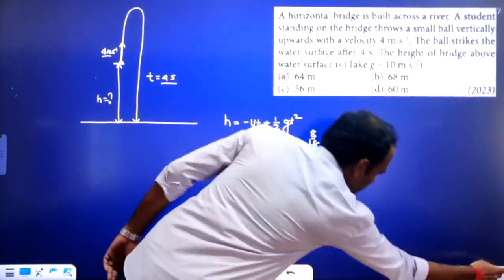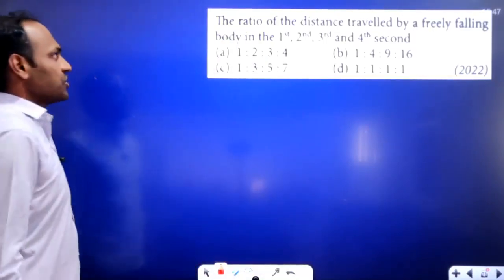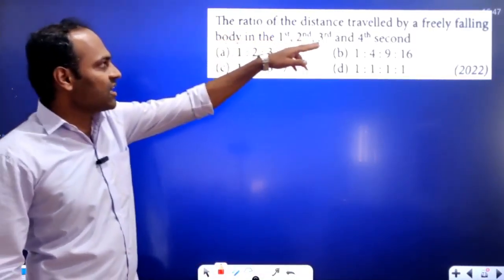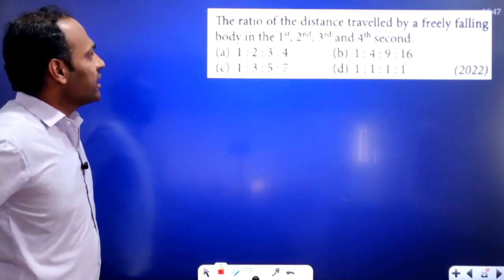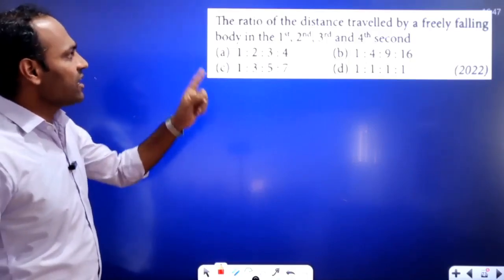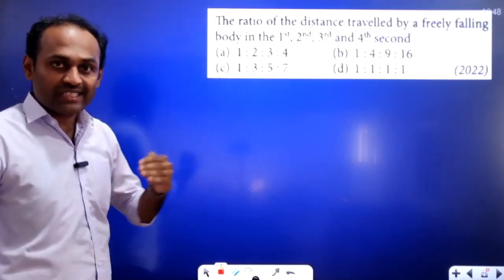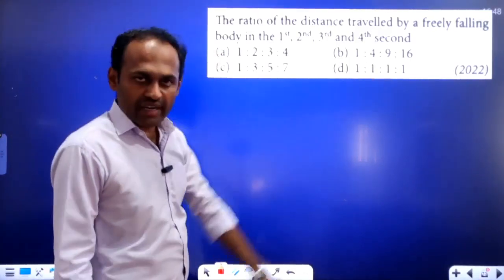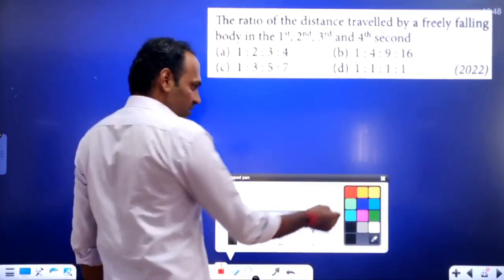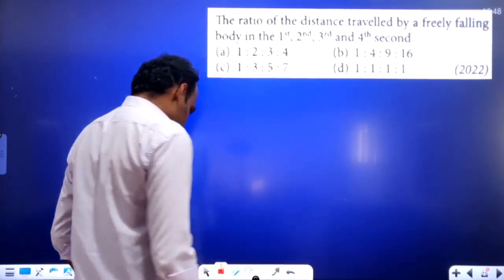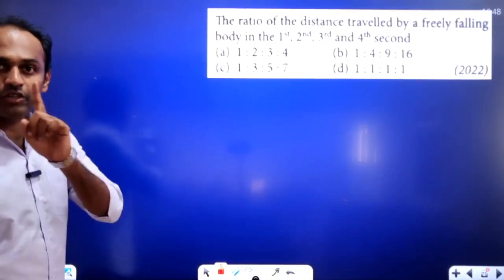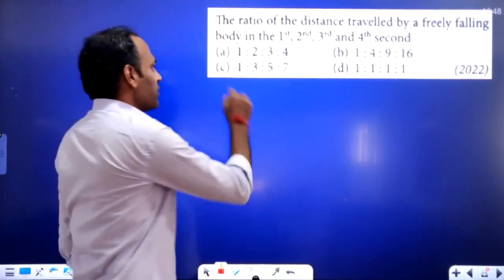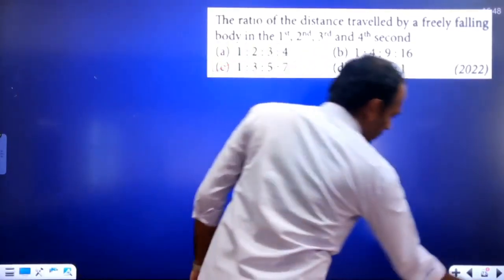Okay, let us go to the next question then. So the next question is, the ratio of the distance traveled by a freely falling body in the first second, second second, third second, fourth second, successive seconds, they have given, right? So here they have asked the ratio. This is from NEET 2022. So the ratio of distances traveled in successive seconds is the ratio of odd numbers, right? Remember, I had told you. So it is option C. We'll go to the next question then.